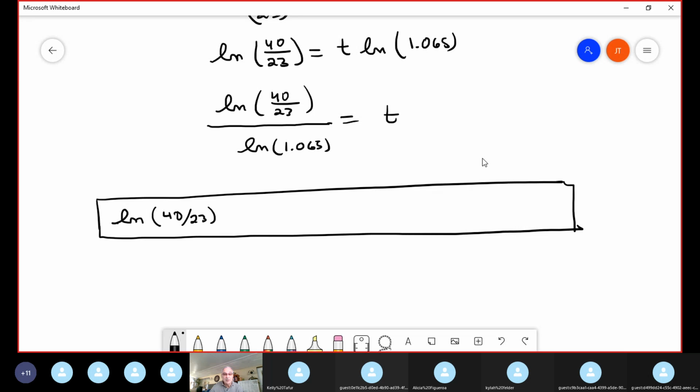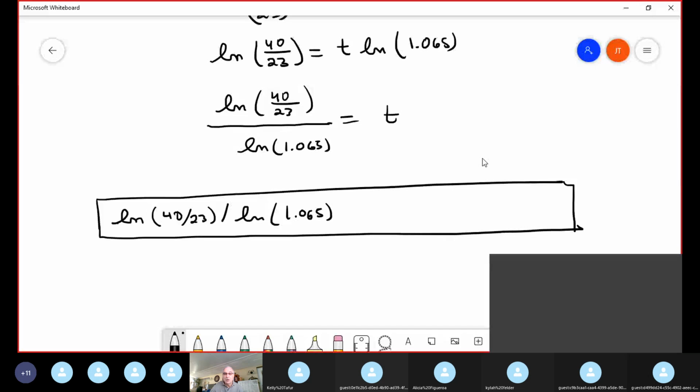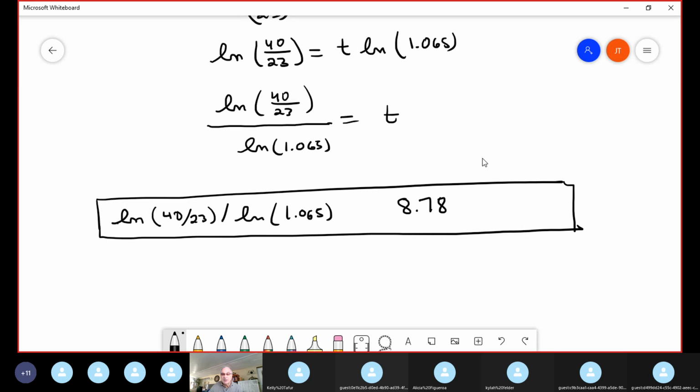Then division, now LN of 1.065. Okay, let me try. 40 divided by 23, close the parenthesis, division, another logarithm of 1.065, close the parenthesis, enter. Boom, I get the answer. Tell me, what did you get? Okay, Tico, the answer is 8.7874. I get exactly the same answer.